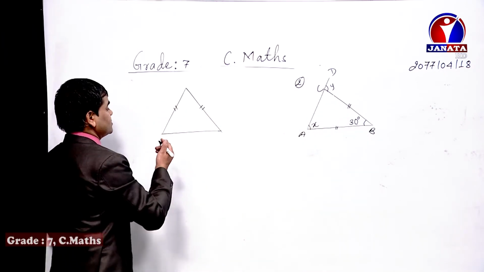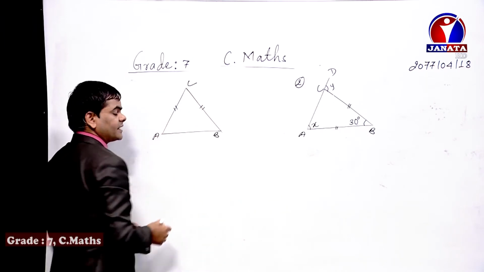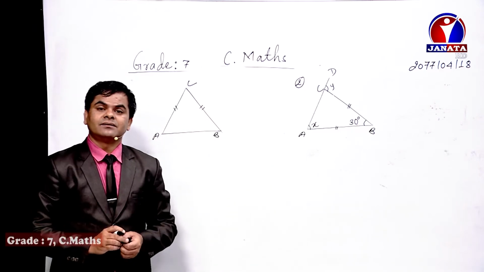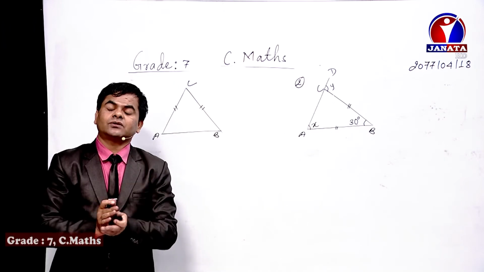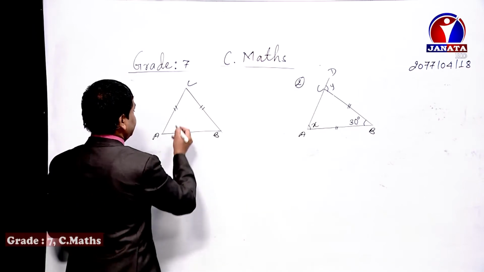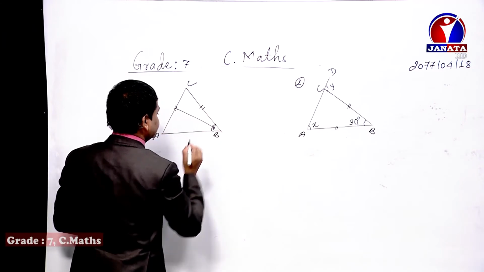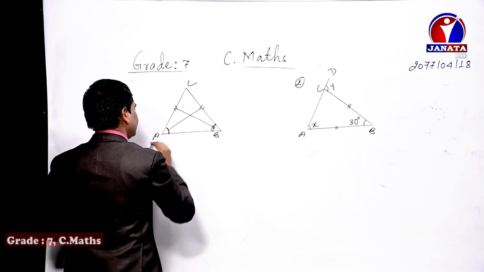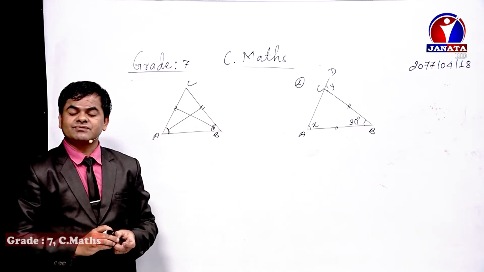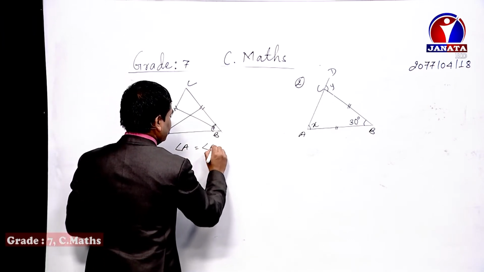In case of an isosceles triangle, what do we learn? We learn that base angles of an isosceles triangle are equal, and the two angles which are opposite to the equal sides are the base angles. The remaining third angle is known as the vertical angle. Here, opposite to the equal side means opposite to this one angle, and opposite to this one angle. These two are the base angles, and the two base angles of an isosceles triangle are equal to each other. That means we can write angle A equals angle B, isn't it?